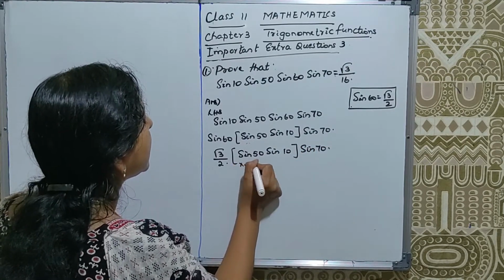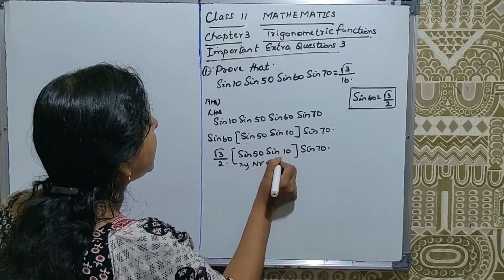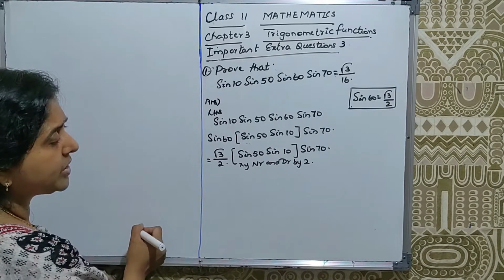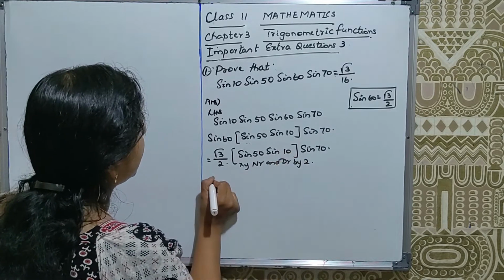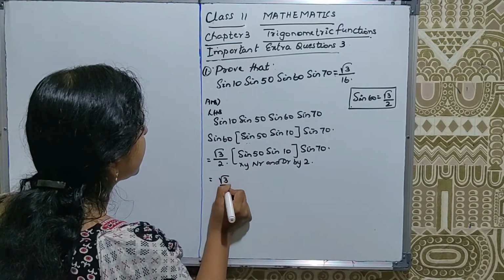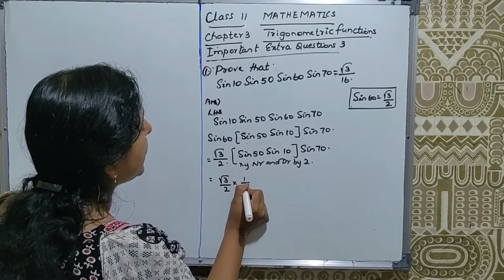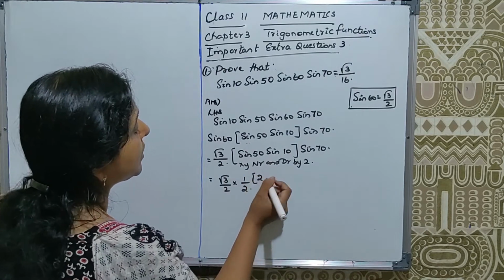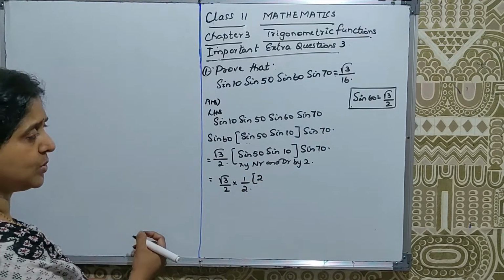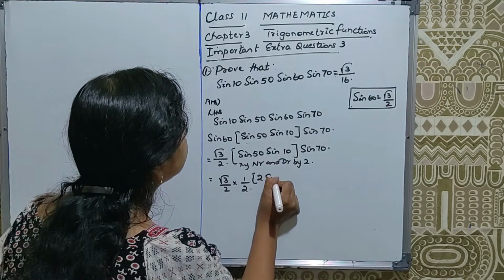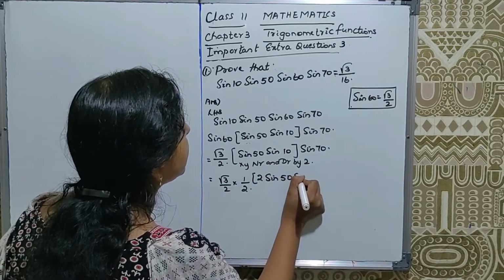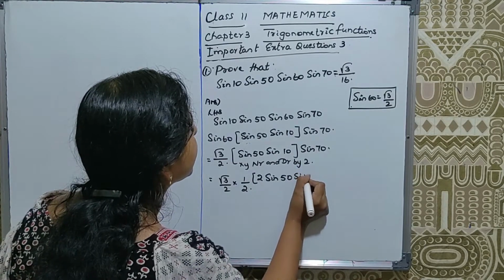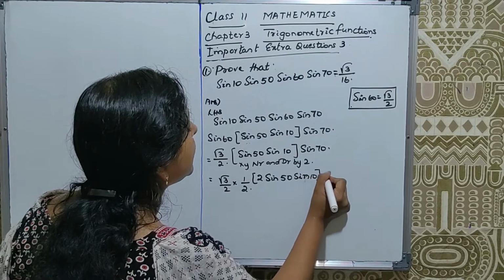We'll multiply numerator and denominator by 2. It will become root 3 by 2 into 1 by 2. I'll multiply the outside denominator with 2. Inside I'll take 2 because I multiplied numerator and denominator with 2. 2 sin 50 sin 10 into sin 70.